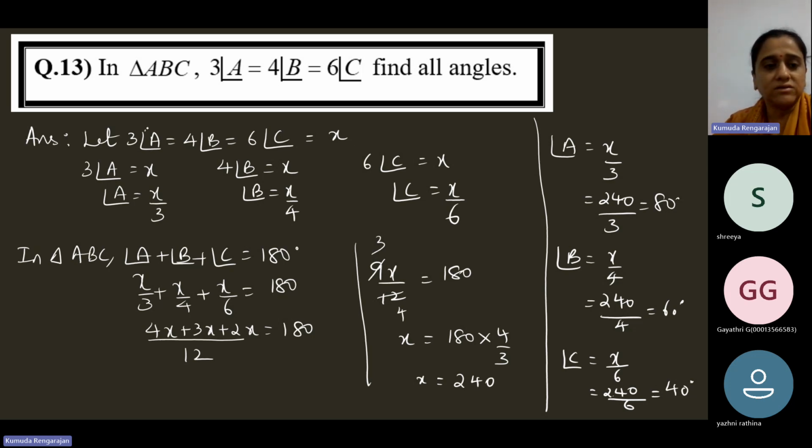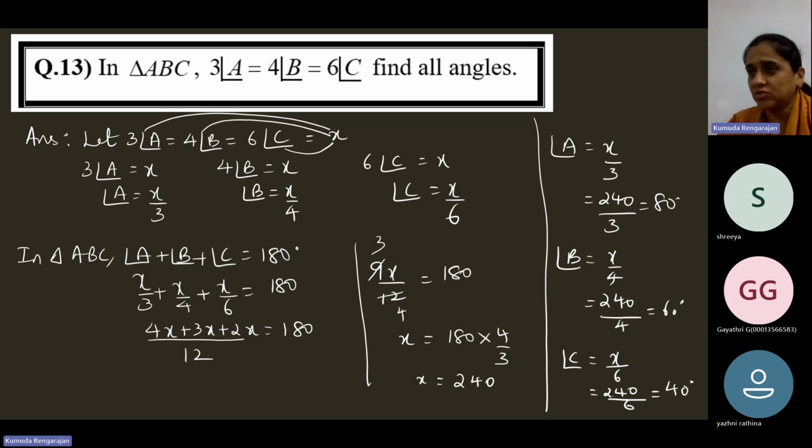So 3A is equal to X. So angle A is equal to X by 3. Similarly, 4 into angle B is equal to X. So angle B is X by 4. 6 into angle C is equal to X. So angle C is equal to X by 6. Correct? Now, it's given it's a triangle.